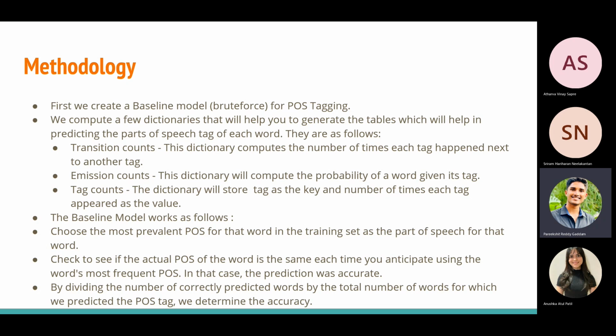So the workflow of the baseline model goes like this. We will first choose the most prevalent parts of speech for that word in the training set as the parts of speech. Then we would check to see if this is a match with the actual parts of speech for that particular word. The accuracy of this algorithm can be found out by dividing the correctly predicted words by the total number of predictions made so far.